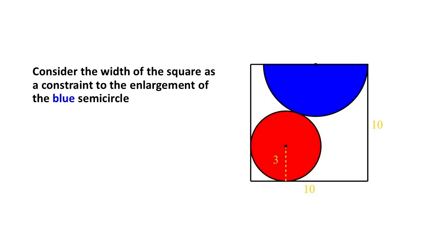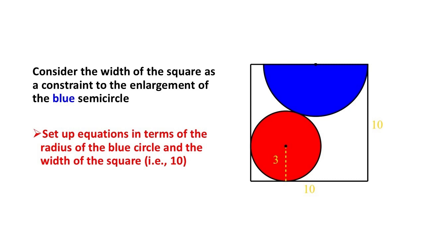To solve this problem, we can first consider the width of the square as a constraint to the enlargement of the blue semicircle. So, it is a good approach to set up equations in terms of the radius of the blue semicircle and the width of the square, in other words, 10.